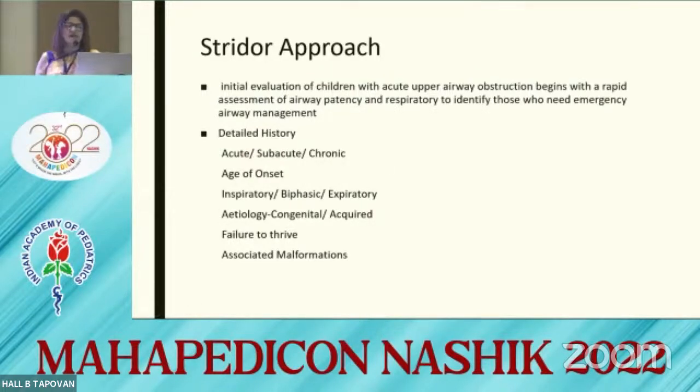Then go on to a detailed history to understand when it started, whether it's subacute, whether it's recurrent, at which age it started. Then you look whether it's inspiratory, biphasic, or expiratory, which will tell you from where the stridor is originating. Try to understand if you can find out the etiology. And if the child is failing to thrive, this is something which is going on for some time, and this is not a good stridor to have. If there are any associated malformations, say a cardiac malformation, which could tell you there's some syndrome which could have a stridor. So this is how you would approach a patient, and then you will decide which stridor needs investigations and evaluation and which stridor can just be left alone.